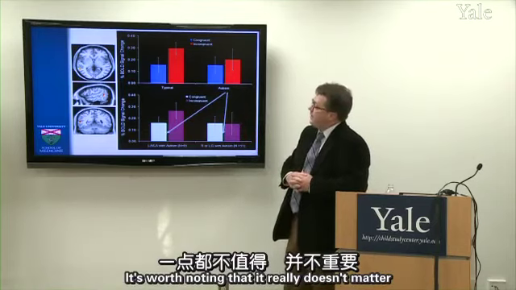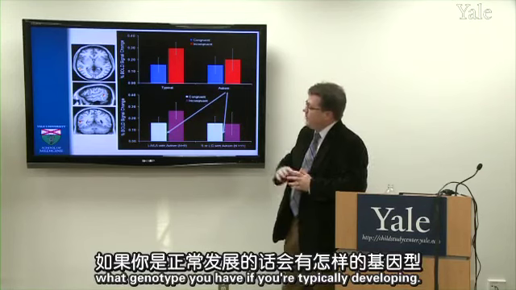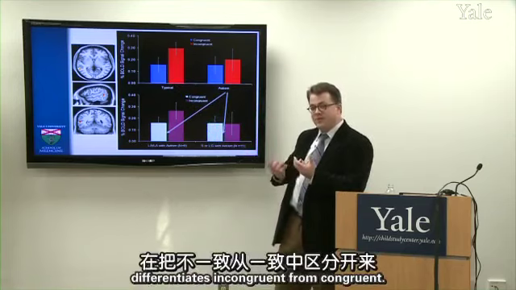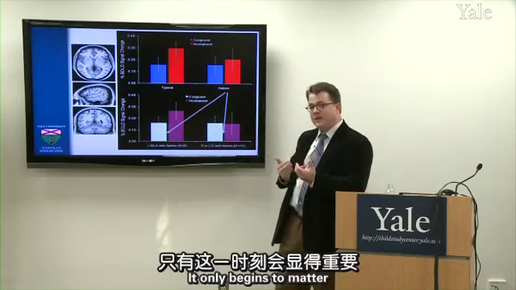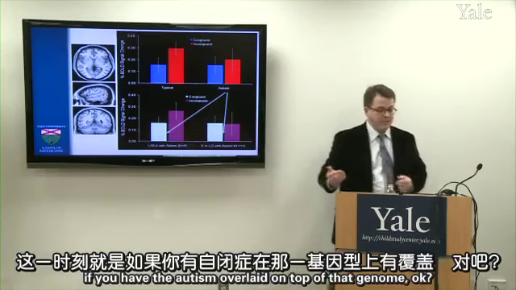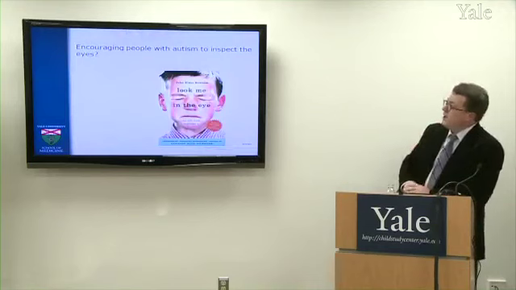And it's worth noting that it really doesn't matter what genotype you have if you're typically developing. Your superior temporal sulcus still differentiates incongruent from congruent. It only begins to matter if you have the autism overlaid on top of that genome, okay? That particular gene. All right, go ahead.